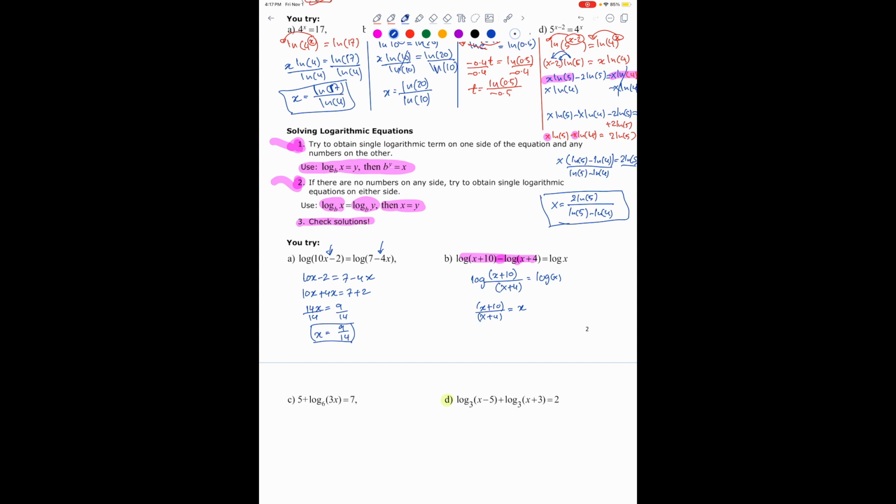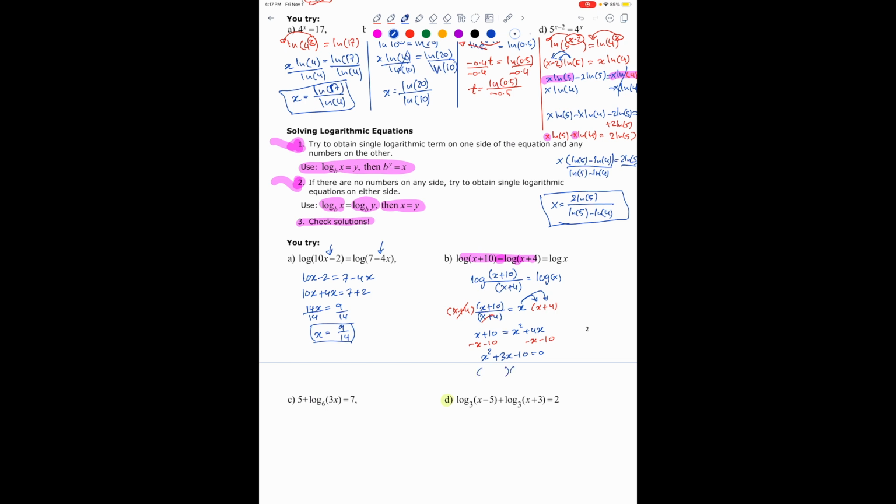I'm going to multiply both sides by x plus 4 to eliminate the denominator. These will cancel, and I will have x plus 10 equals x times x plus 4. I'm going to distribute the x inside. x squared plus 4x. Now that is quadratic, so I need one side to be 0. I'm going to subtract x and 10 from both sides. So I will end up with x squared plus 3x minus 10 equals 0. And then I will solve that quadratic equation.